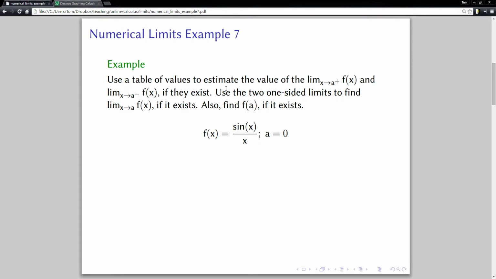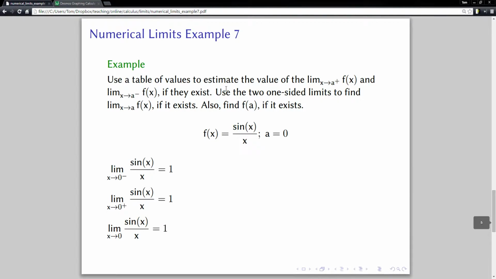So our conclusions here: the limit as x goes to 0 from the left of sine x over x is 1. The limit as x goes to 0 from the right of sine x over x is equal to 1. So we know now that both the one-sided limits exist, and they are both equal to 1, so that forces the two-sided limit to be equal to 1 here. And the last question asks about f of 0. In this case, f of 0 just does not exist.